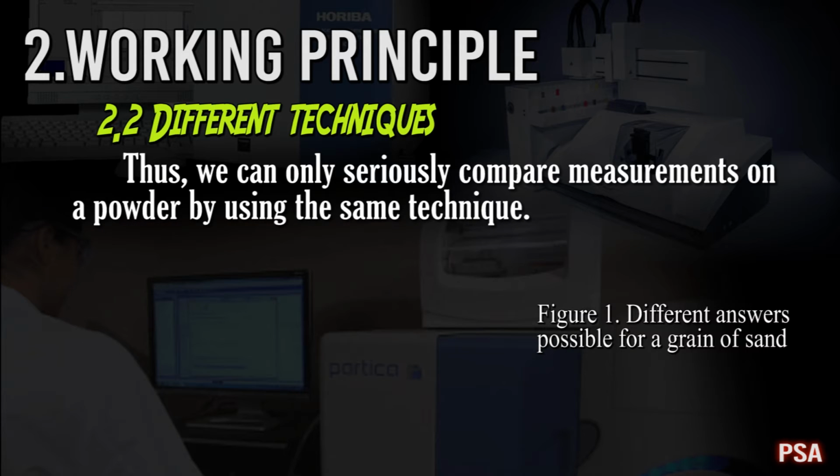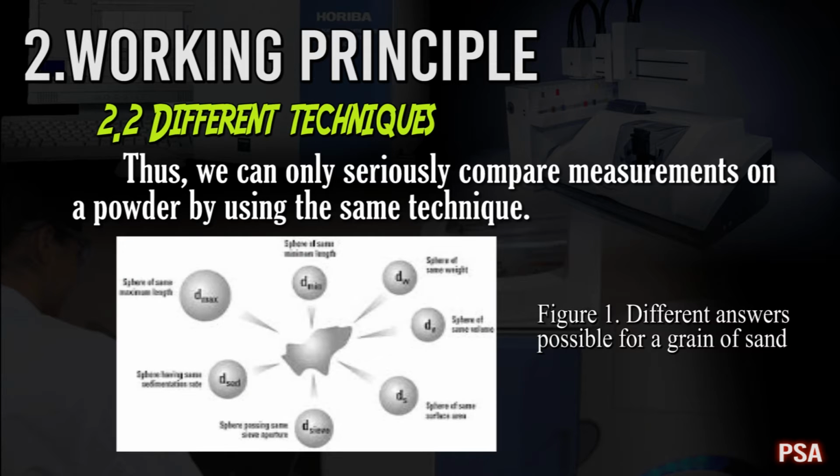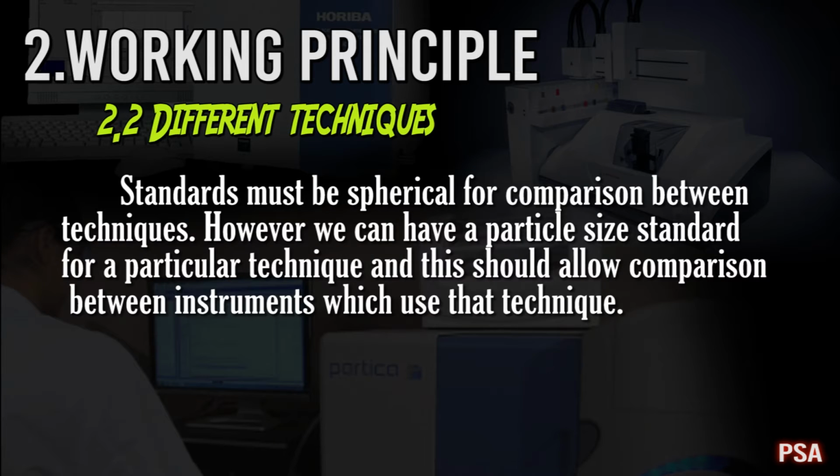Thus, we can only seriously compare measurements on a powder by using the same technique. Figure 1 shows different answers possible for a grain of sand. Standards must be spherical for comparison between techniques. However, we can have a particle size standard for a particular technique, and this should allow comparison between instruments which use that technique.